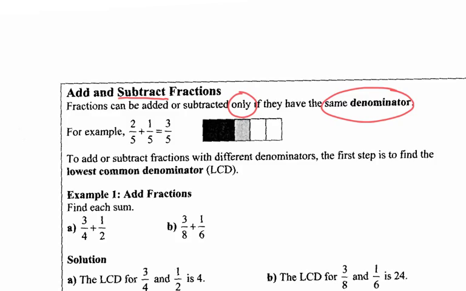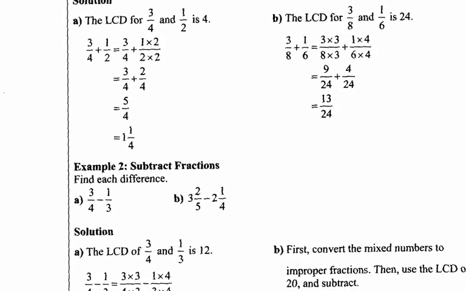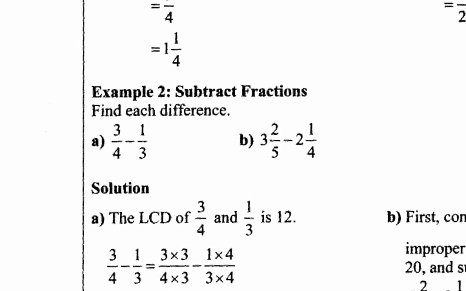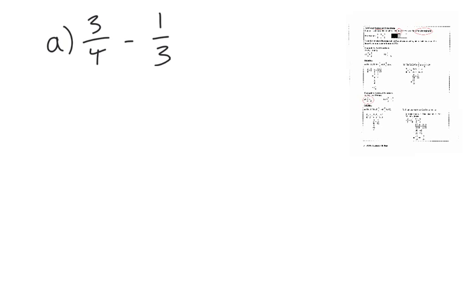The first question we're going to look at is over here. We're going to be looking at question A, which is find the difference between 3 over 4 and 1 over 3. In other words, 3 over 4 subtract 1 over 3. So in this question, we want to have 3 over 4 subtract 1 over 3.